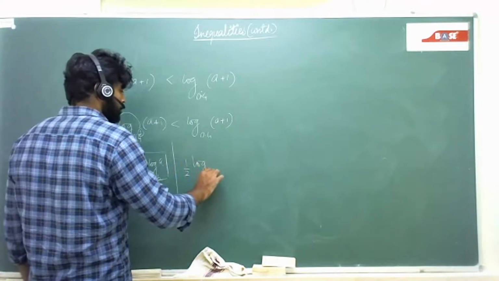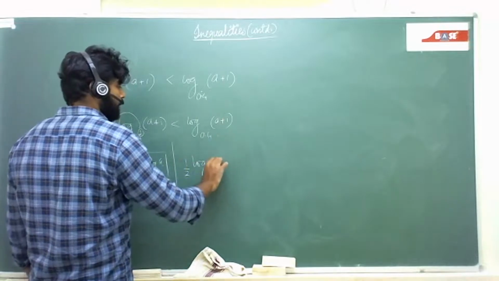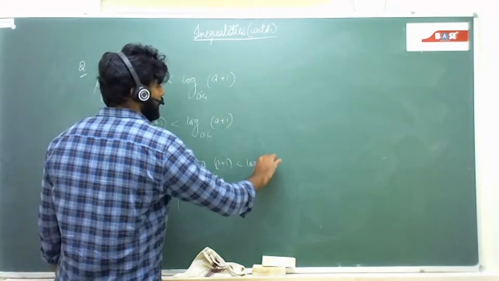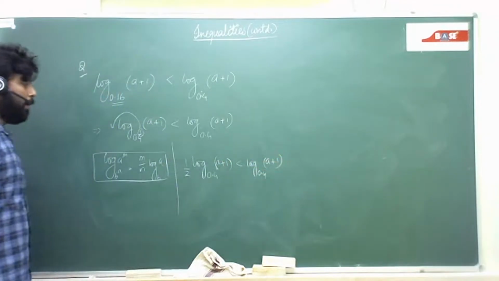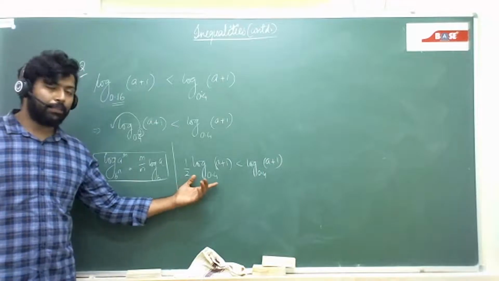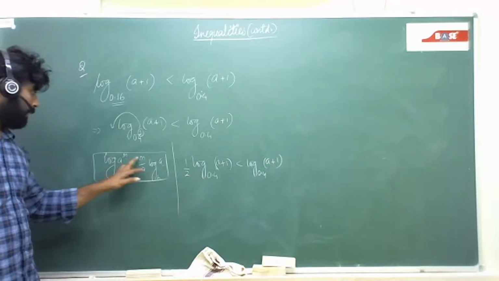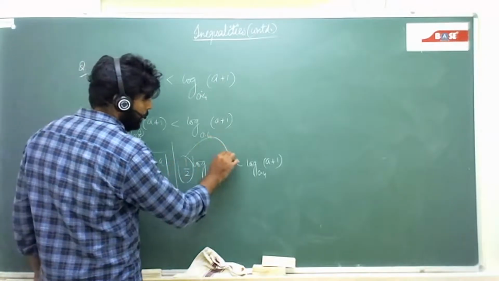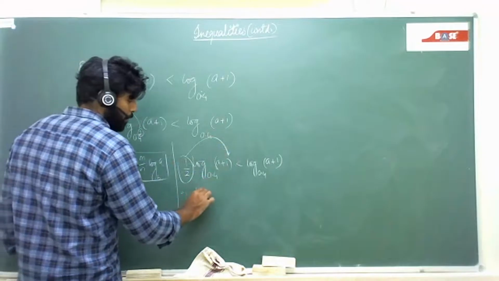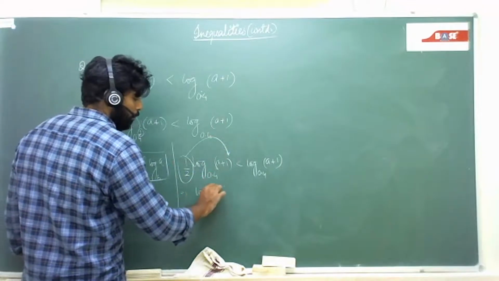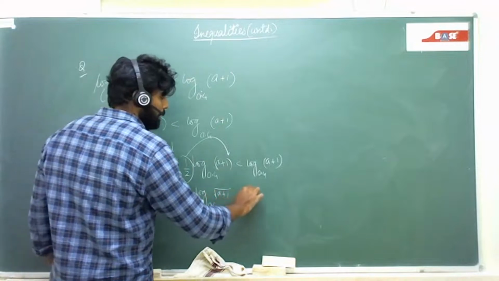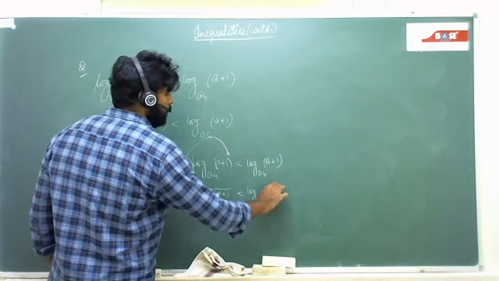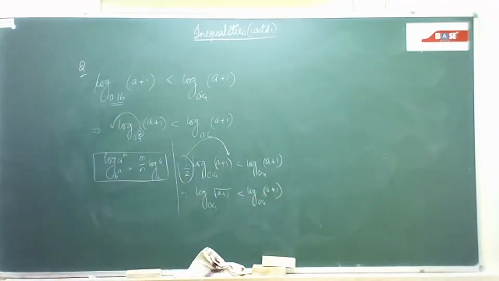So this is half log base 0.4 of (a + 1) less than log base 0.4 of (a + 1). Now we can apply the reverse property again: if it is multiplied, it comes in the power. So if it is half, we take it in the power of a + 1. So now it will be log base 0.4 of root (a + 1) less than log base 0.4 of (a + 1). That's what we have now.